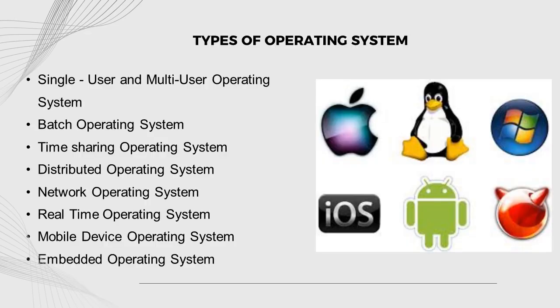There are different types of operating systems such as single-user operating system, multi-user operating system, batch operating system, distributed operating system, time-sharing operating system, real-time operating system, network operating system, mobile device operating system, and embedded operating system.